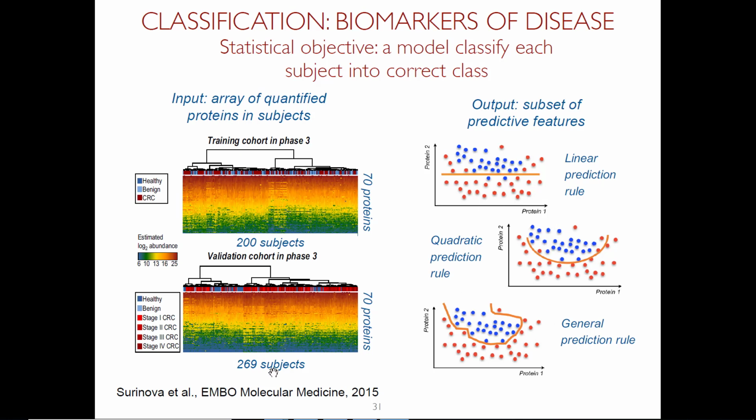Then we had 269 more subjects where we could apply the decision rules to see how well they actually work on new patients, which the method has not seen before. But we wanted to use that to understand the effect of sample size versus the number of proteins. You're saying the low abundant proteins are important, right? This is a targeted experiment, but some of these proteins were fairly low abundant, so you could see that.